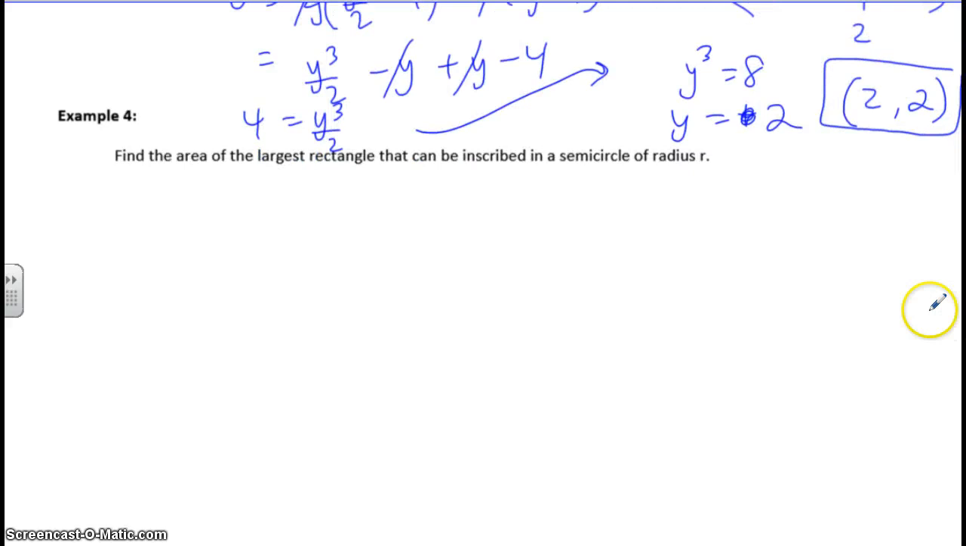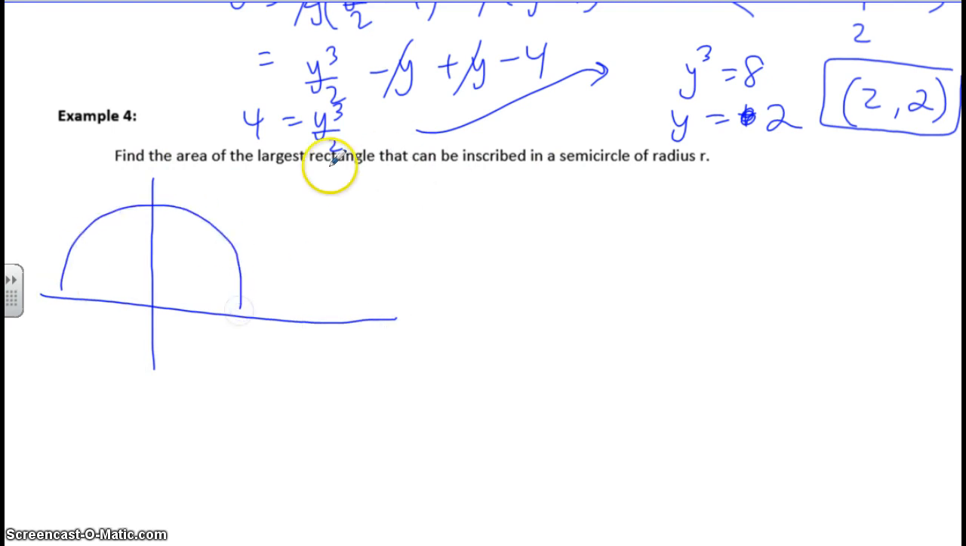We only have 50 seconds left. So this is, I'm going to get you started. Find the area of the largest rectangle. You are going to be doing this. The picture is a semicircle that looks like this. And you are optimizing the area of this rectangle. This point is x, y. This is x. This is y. Try that, finish it, and I will see you tomorrow.